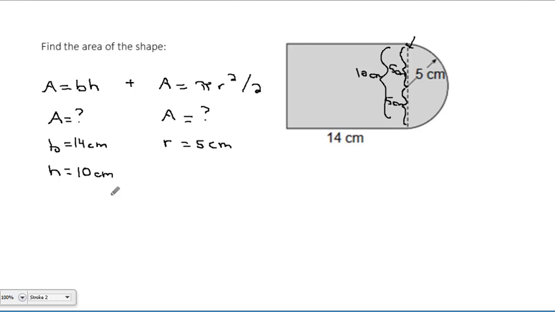All right, so now we have enough information. We can only have one unknown in each section of the question before we can answer it. So now we know 2 out of the 3 variables. We can go ahead and substitute in an answer. So our area for our rectangle is equal to the base, which is 14 centimeters, multiplied by 10 centimeters. 14 times 10 is 140 centimeters.